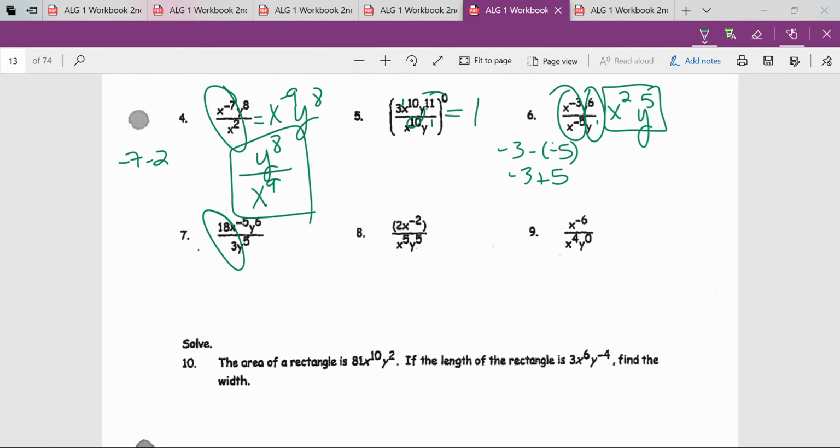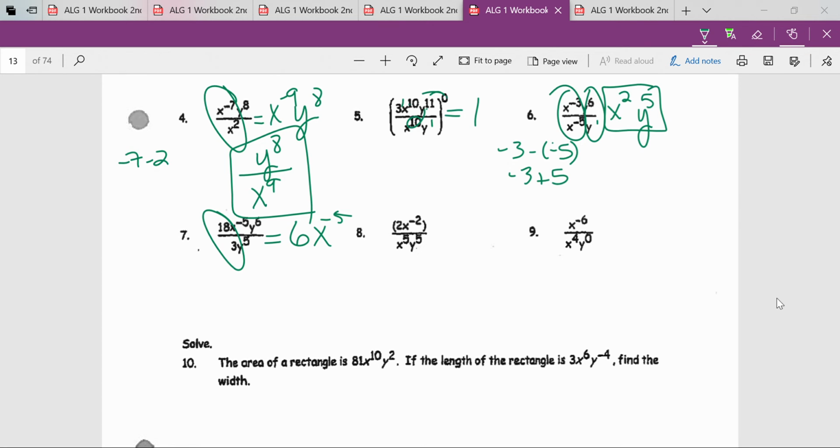18 and 3. Regular numbers, not exponents, so we just divide normal. 18 divided by 3 is 6. We have x to the negative 5 and only that, so that stays exactly where it's at. There's no other x. Do we put the x over a fraction? Yes, we will. Very good.